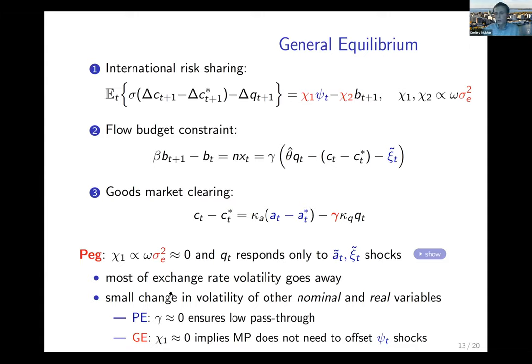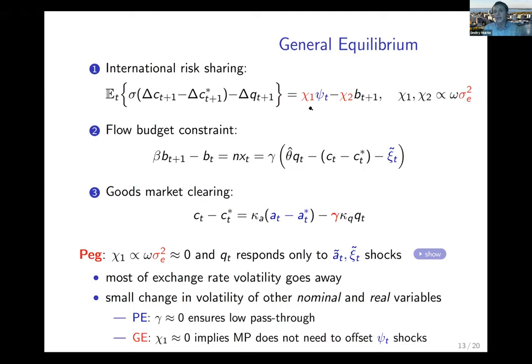But more important for our setting is the general equilibrium channel, right? So even if the economy were completely closed, a change in the Taylor rule, a change in the monetary policy would still affect all macro variables. So why is it the case that in this model, there's very small effect on other macro variables? The reason is that once monetary policy commits to stabilizing the nominal exchange rate, it eliminates the main source of the volatility of the nominal exchange rate, right?